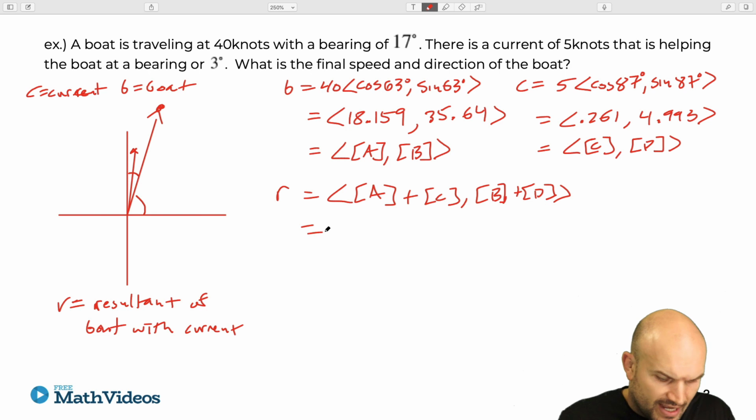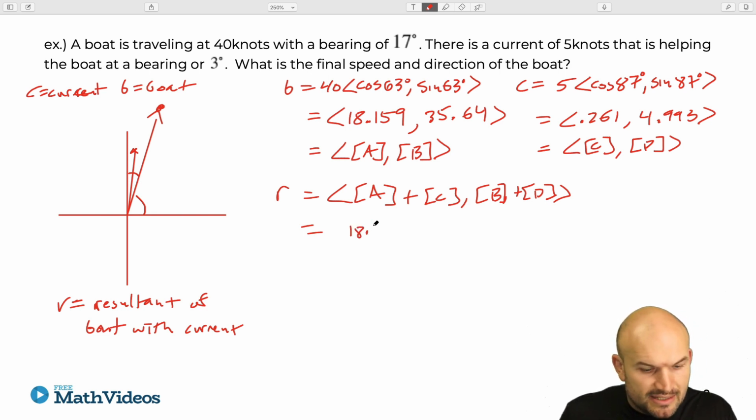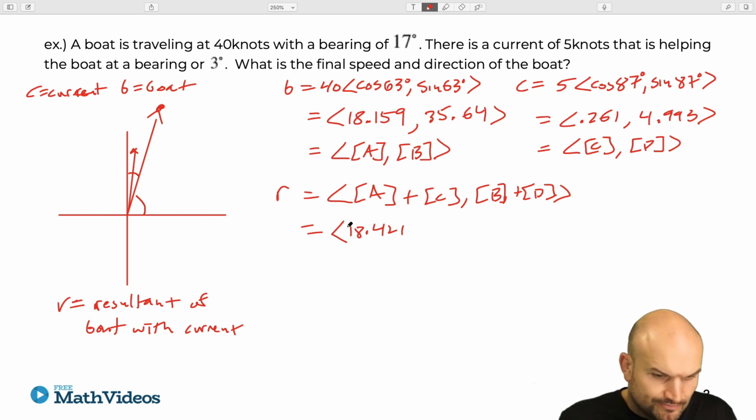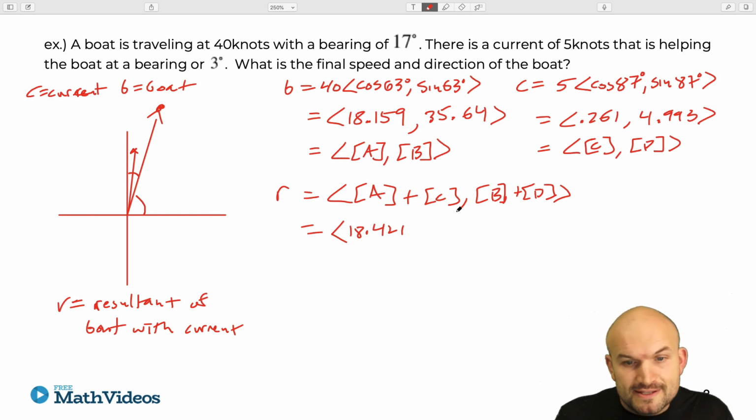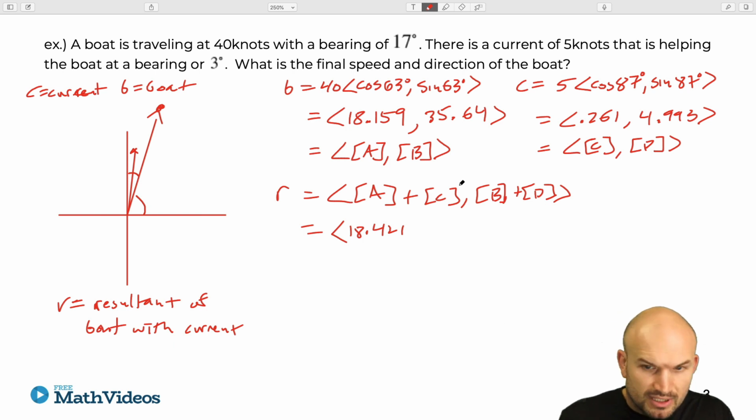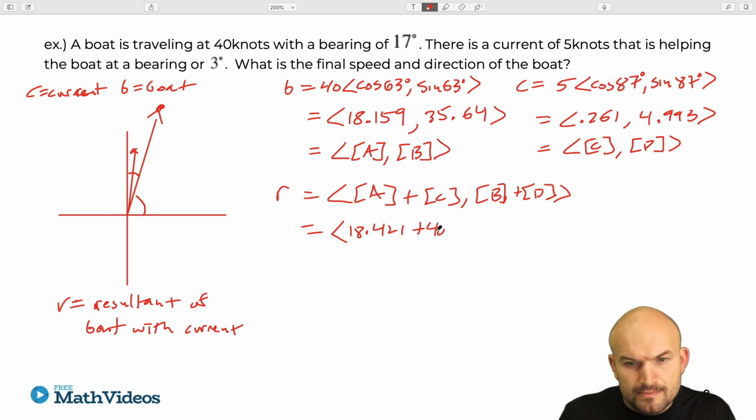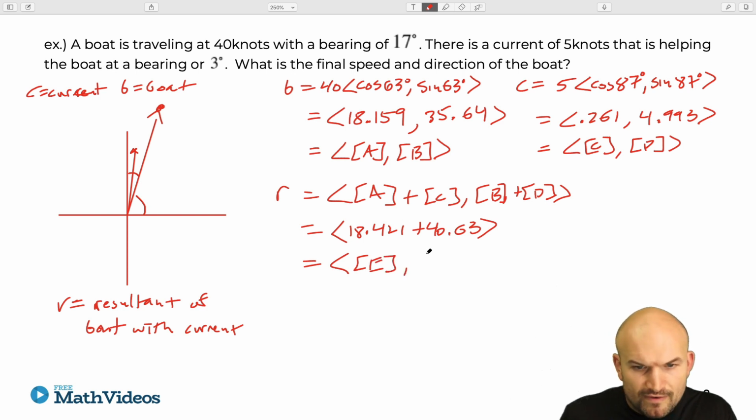All right, so alpha A plus alpha C gives me 18.421, and again, I will store that. Let's just store this as alpha E. Oh, we already did E. Yeah, no, we store this as alpha E. We'll just keep on going up the alphabet. And then over here, I have alpha B plus alpha D, and that's going to be 40.63. Again, I'm just going to store these as alpha E and alpha F.